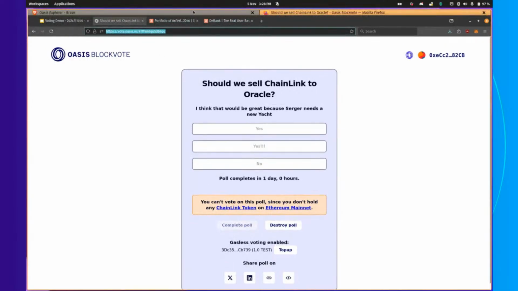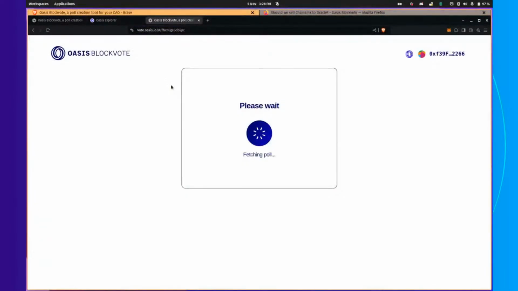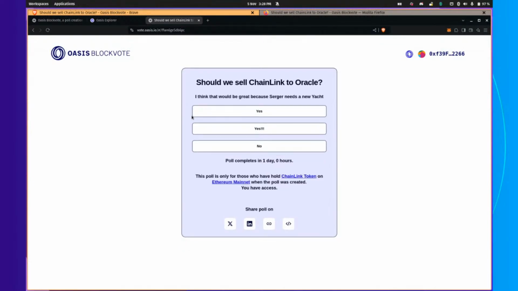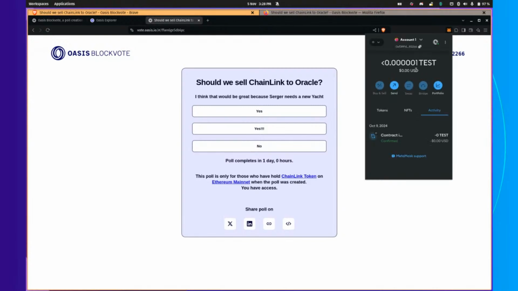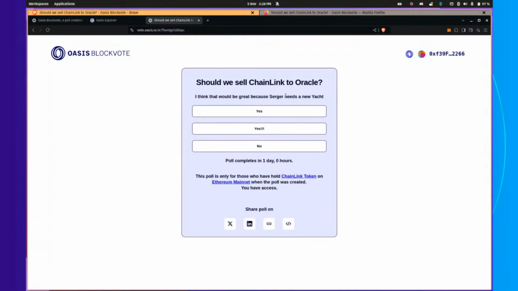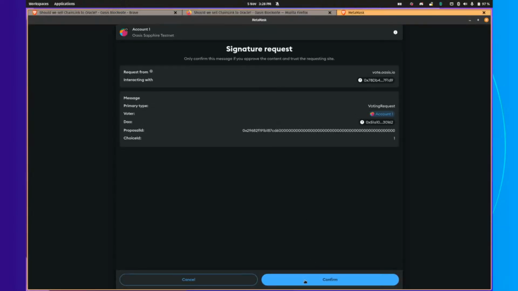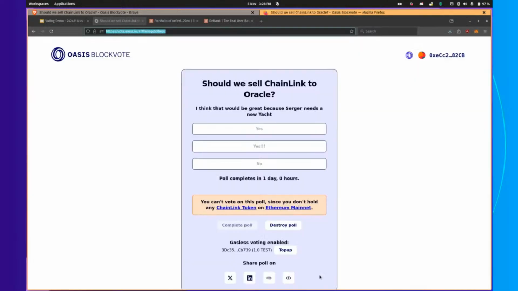But I can open up my other browser, which does have some LINK tokens. And of course, I don't have any gas on this account. So I'm showing that, look, the other account has funded some gas. I'm going to go, should we sell Chainlink to Oracle? Yes. This is Larry Ellison's Oracle Corporation, by the way. And then what we're doing here is we're signing using EIP-712. We're signing what kind of vote we're doing. So choice 1 for this proposal for this account.